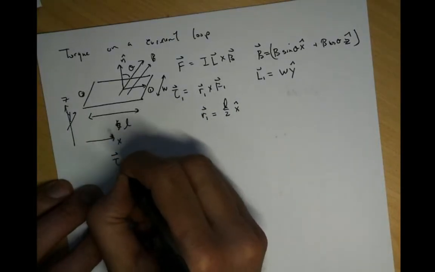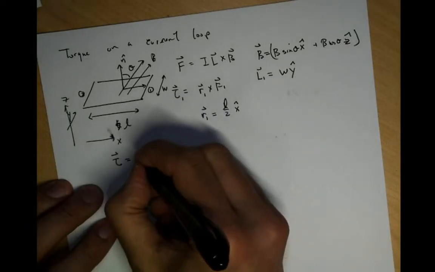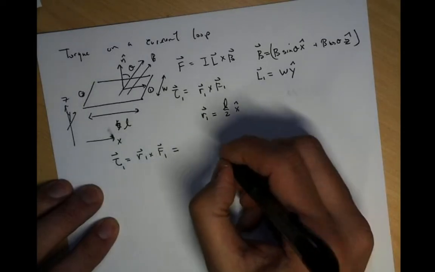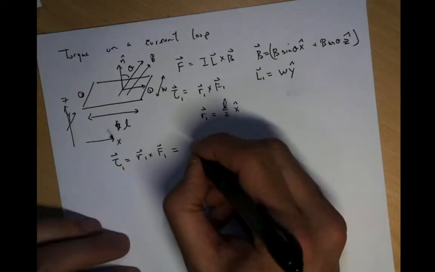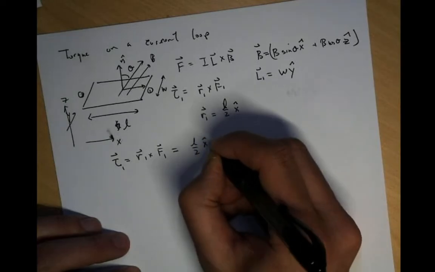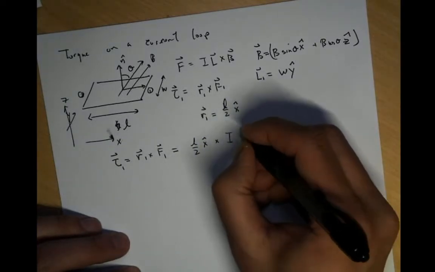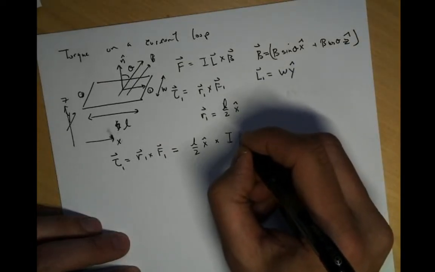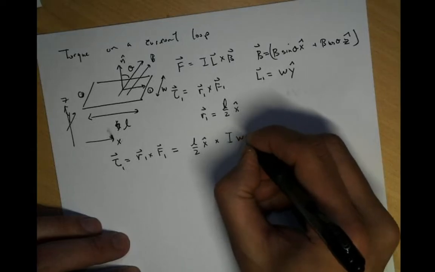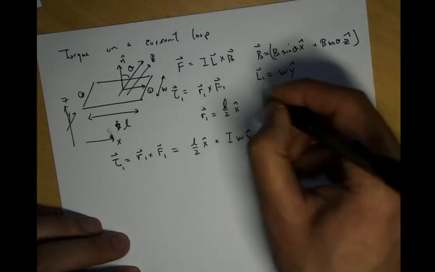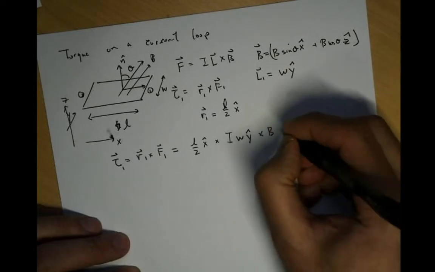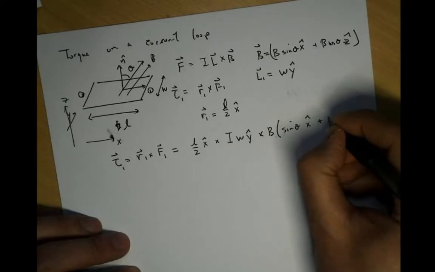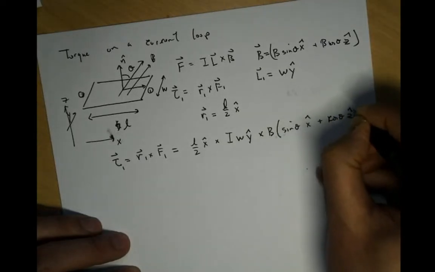So let's go ahead and compute this thing. Tau is equal to R1 cross F1. That's going to be equal to, so let's do each one at a time, L over 2 X hat cross I, L1 is W Y hat, cross now the B field. That's just some B here, sine theta X hat plus cosine theta Z hat.